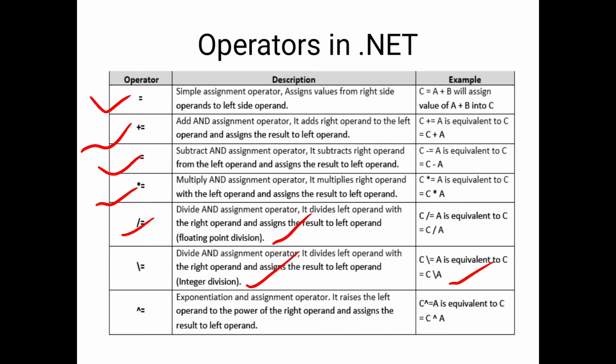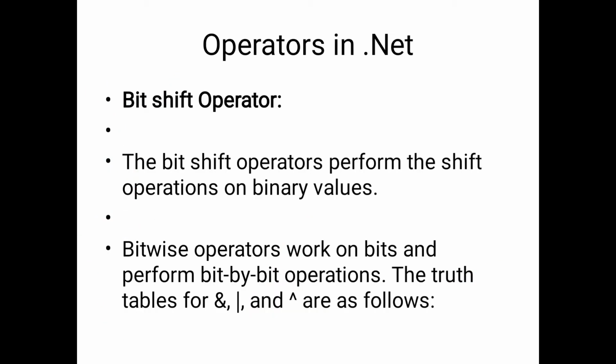And the last one is the exponential and assignment operator. It raises the left operand to the power of the right operand and assigns the result to the left operand. Basically this is a combination of the arithmetic operator and the assignment operator. So C ^= A is equivalent to C = C ^ A. So this is the assignment operator.